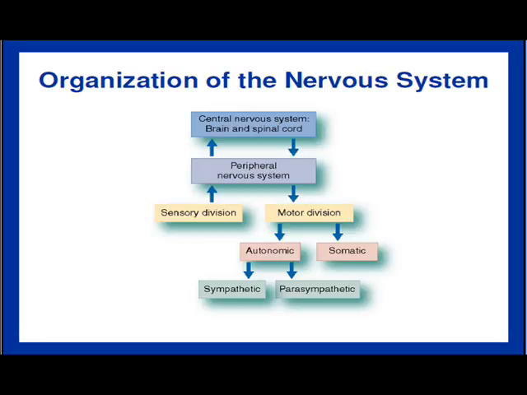Okay, somatic nervous system. The autonomic nervous system, okay, is made up of parasympathetic and sympathetic. It's involuntary, as you know. Okay, we'll talk about that briefly coming up. So that's our overview of the nervous system.